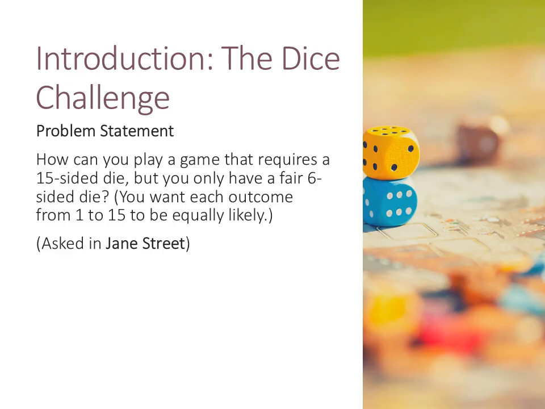So, our challenge is to figure out a way to use the 6-sided die, possibly rolling it multiple times, so that each outcome from 1 to 15 is just as probable as any other. We'll explore how to set this up, step by step, including the math and reasoning behind the solution.